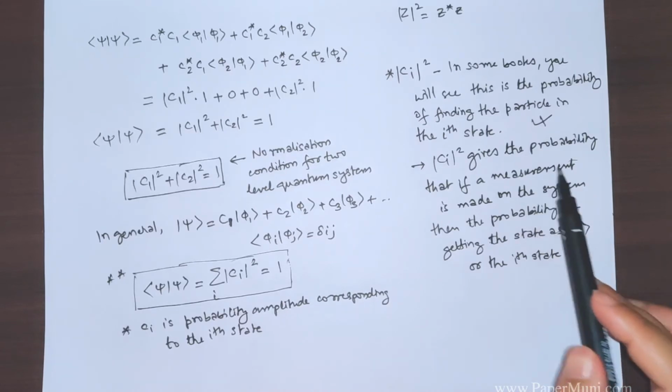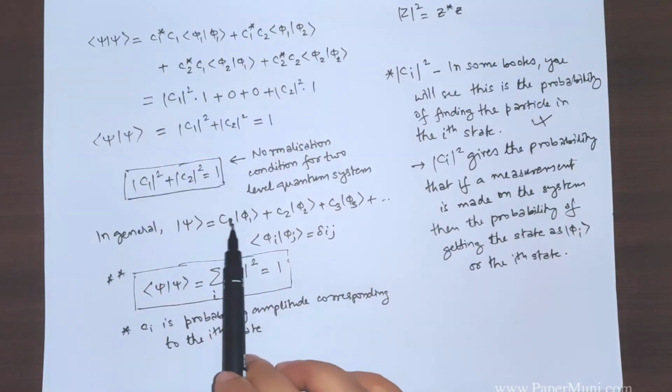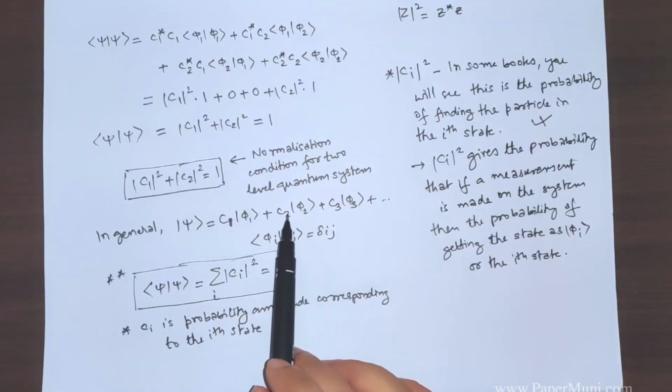So it's not like the particle is in that state, but if you make a measurement, say this has a 50% chance, this has a 50% chance, we'll take two states.